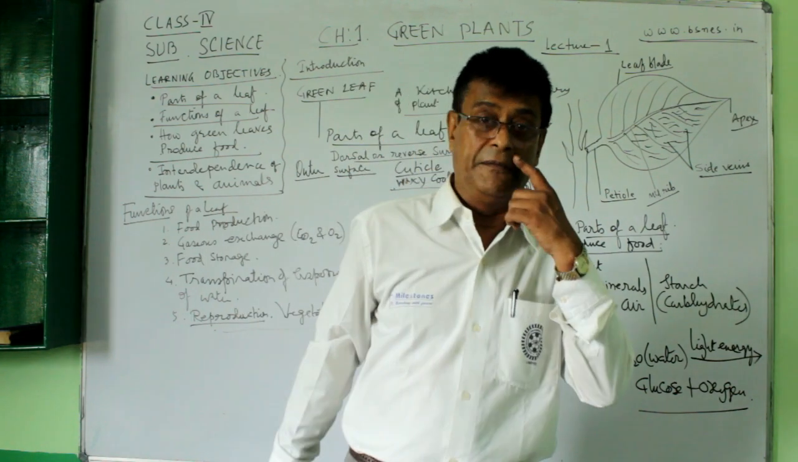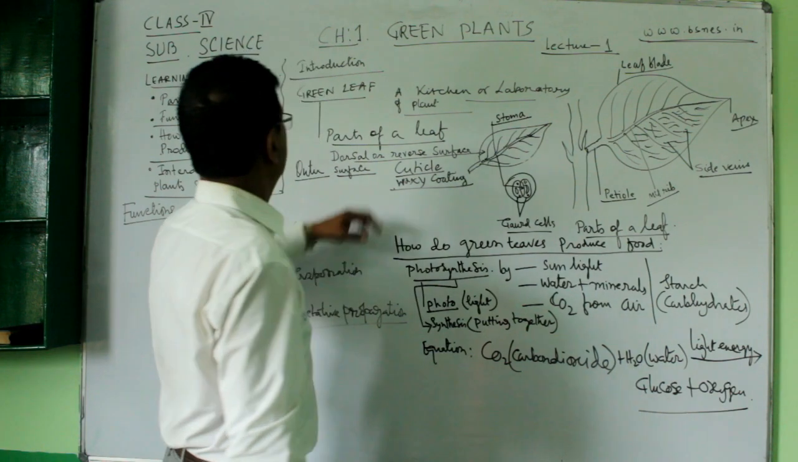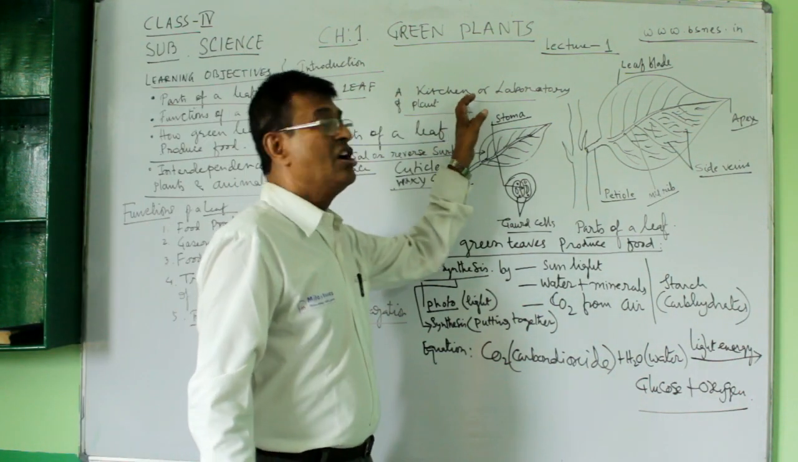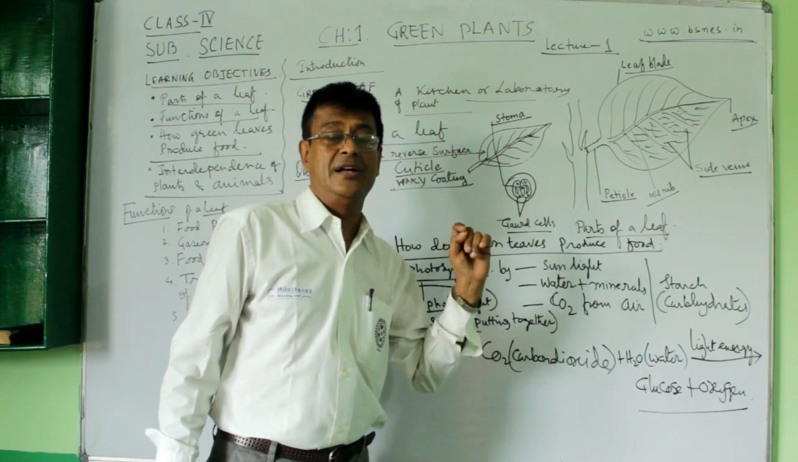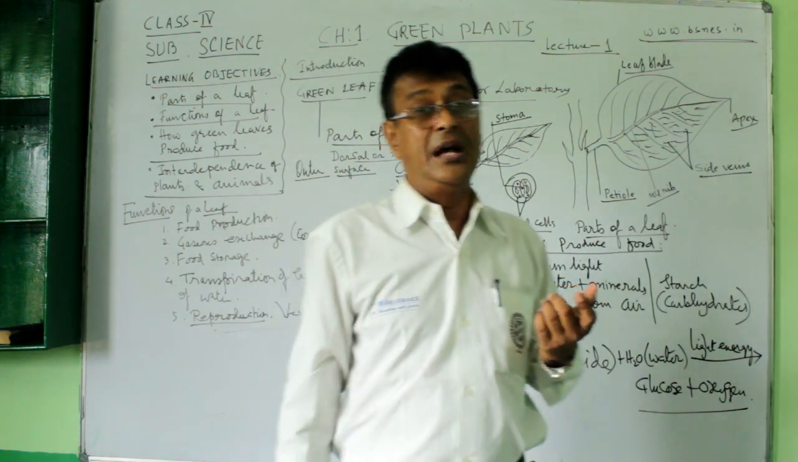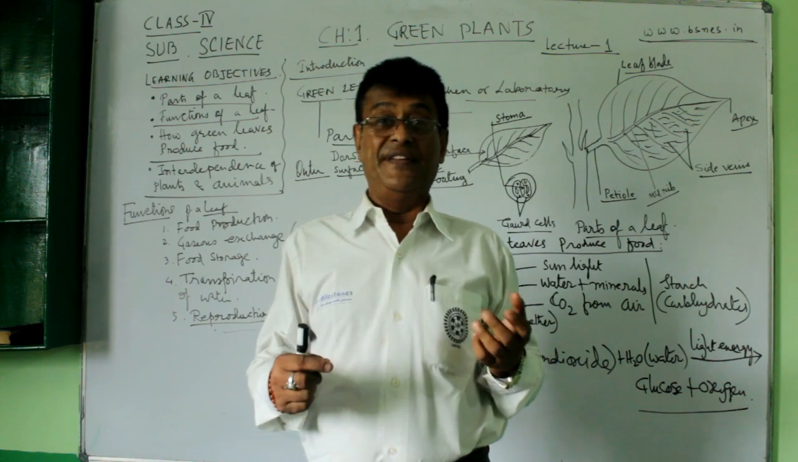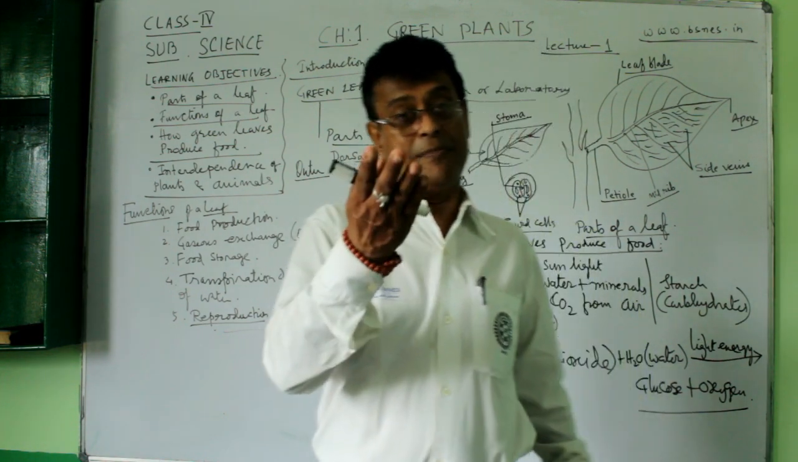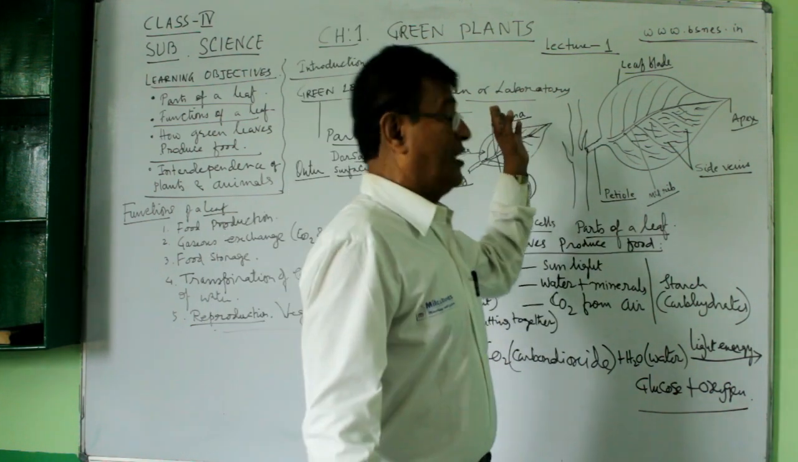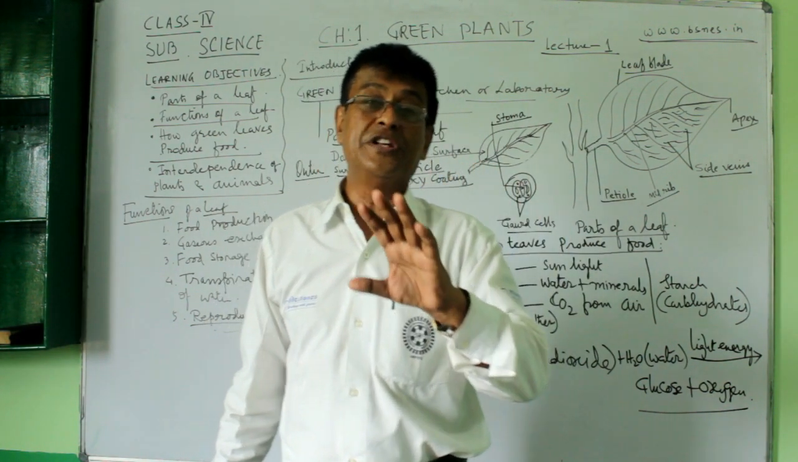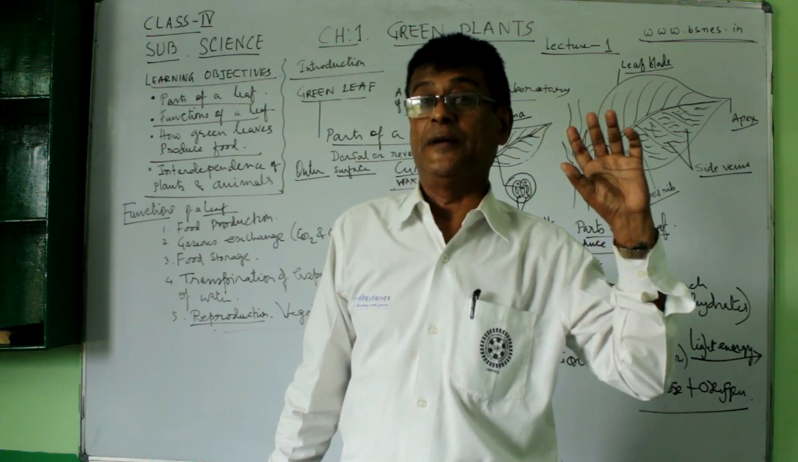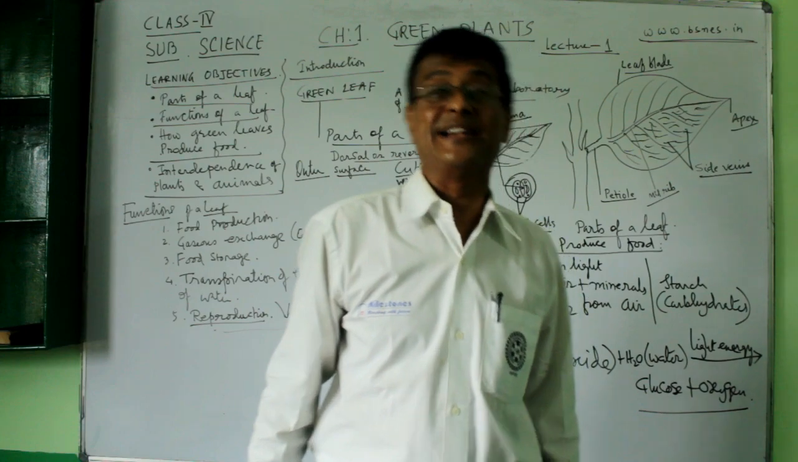Now let us see what happens here. The green leaf is known as the kitchen or the laboratory of a plant. A kitchen means where your mommy and aunts and even some chefs and cooks make the food. Food for whom? Food for you people. So a kitchen is a place where the food is prepared. So here it is said kitchen because it prepares the food for the plant itself.